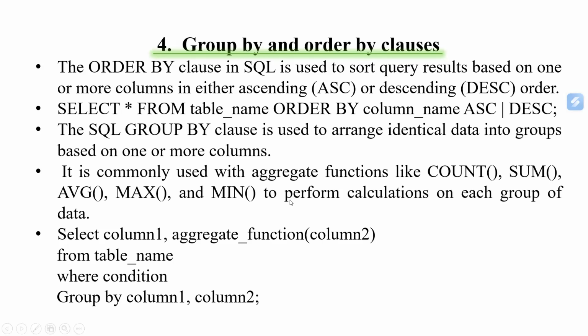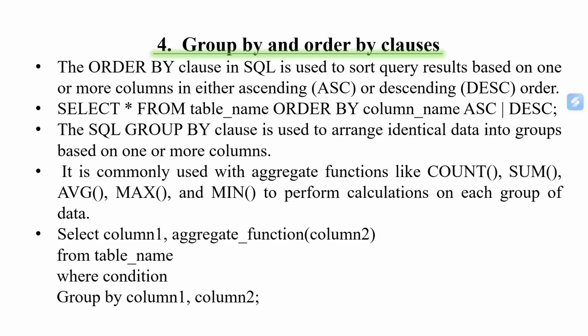The syntax is select star from table name, order by column name, ASC or DESC. Here ASC stands for ascending order and DESC stands for descending order. So this is about the order by clause.